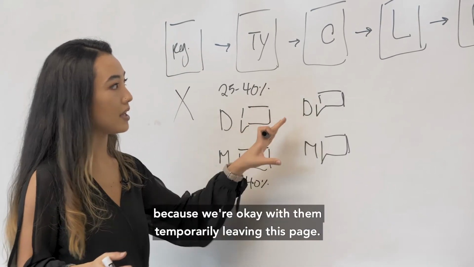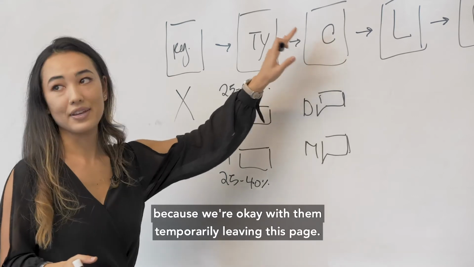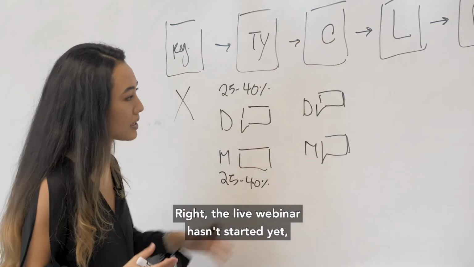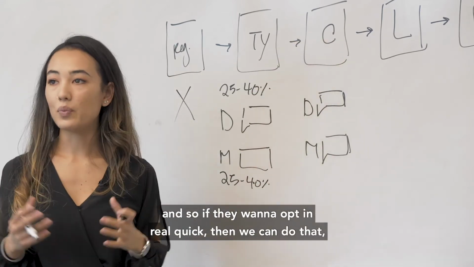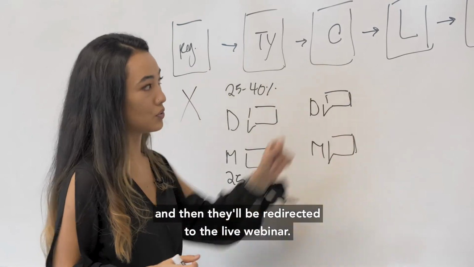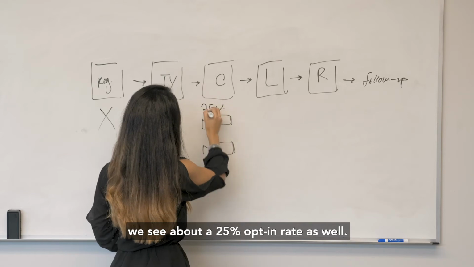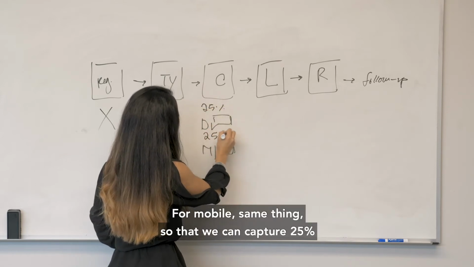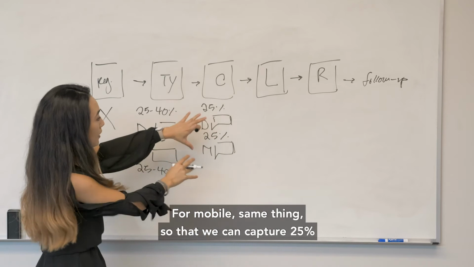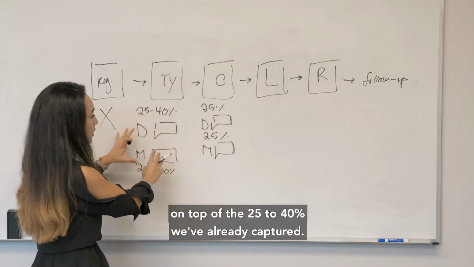at least this is okay because we're okay with them temporarily leaving this page, right? The live webinar hasn't started yet, and so if they want to opt in real quick, then we can do that, and then they'll be redirected to the live webinar. And for this, typically we see about a 25% opt-in rate as well. For mobile, same thing, so that we can capture 25% on top of the 25 to 40% we've already captured.